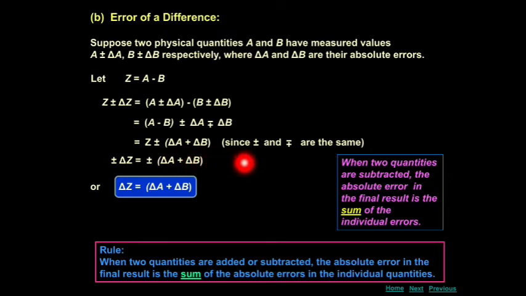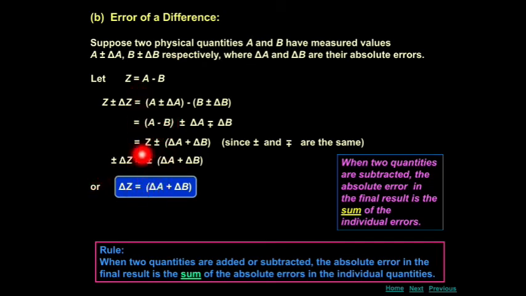Here, whether plus or minus, or minus or plus, both are the same. So Z plus or minus del Z is equal to Z plus or minus del A plus del B, or del Z is equal to del A plus del B. The formula for errors in the difference of two quantities and errors in the sum of two quantities will be the same. This is the place you should mainly notice. Errors in sum and errors in difference are the same. The formula becomes the same, but the operation will be different.